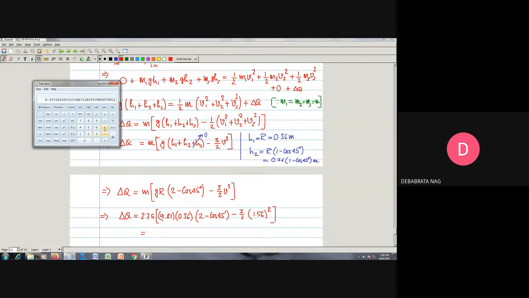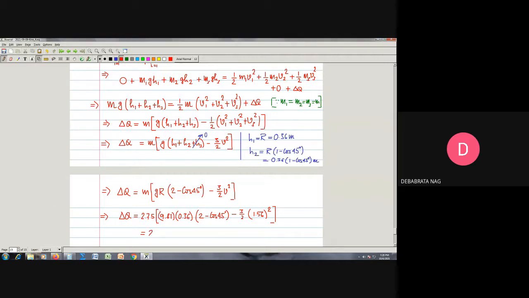The result is now to be multiplied by 2.75, and the result turns out to be 2.518. So we can say that delta Q turns out to be 2.518 joule. That is going to be my first answer. That is the total energy loss that has taken place because of the effect of friction. So we can write this as our answer. That is the first one.